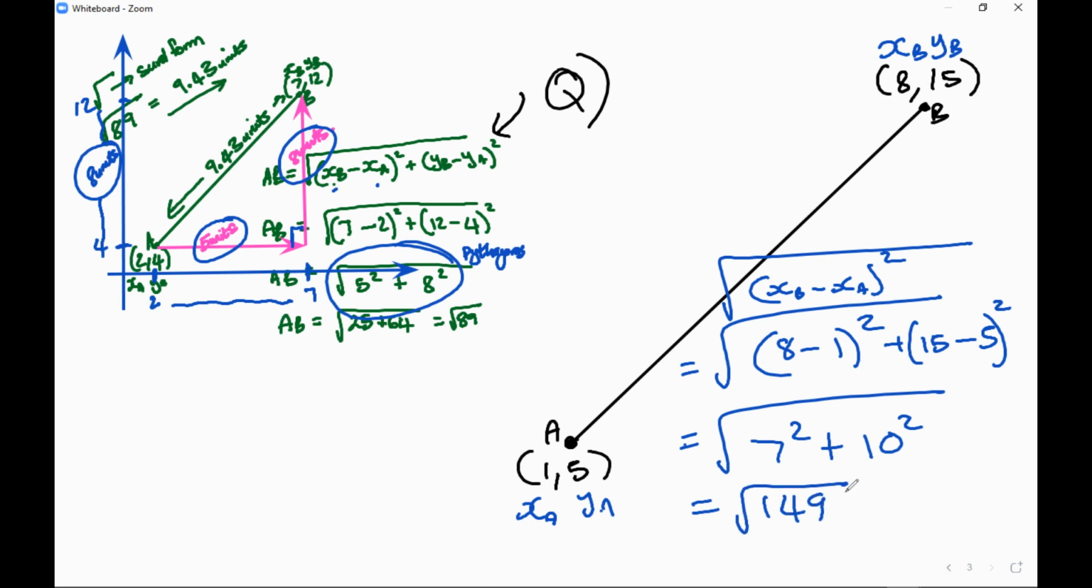And the square root of 149 is 12.21. Well, 12.2 to 3 significant figures. 12.2 units was the answer there.